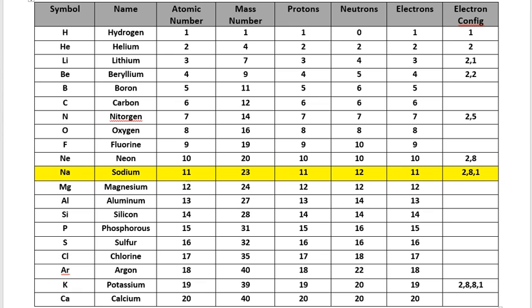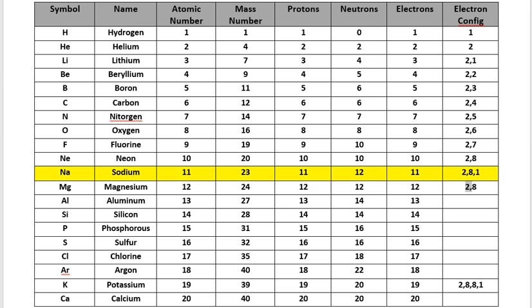Boron has 5, so it'll be 2 and then 3, 2 and then 4, 2 and then 5. Oxygen has 8 electrons, so 2 and then 6. Fluorine has 9 electrons, so 2 and then 7, that adds up to 9. Neon, 2 and then 8, it's got 10 electrons. Sodium's been done, has 11, so 2, 8 and then 1. Magnesium has 2 and then 8, and then that shell's full.